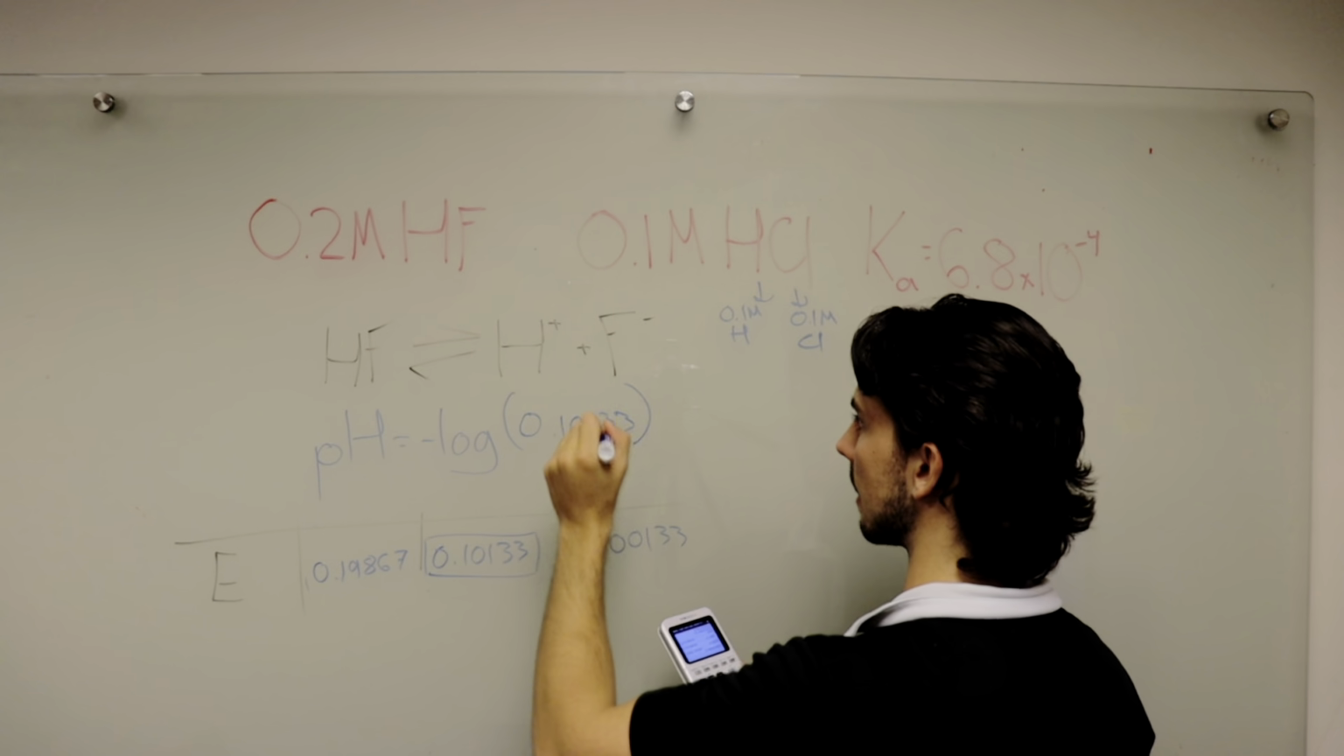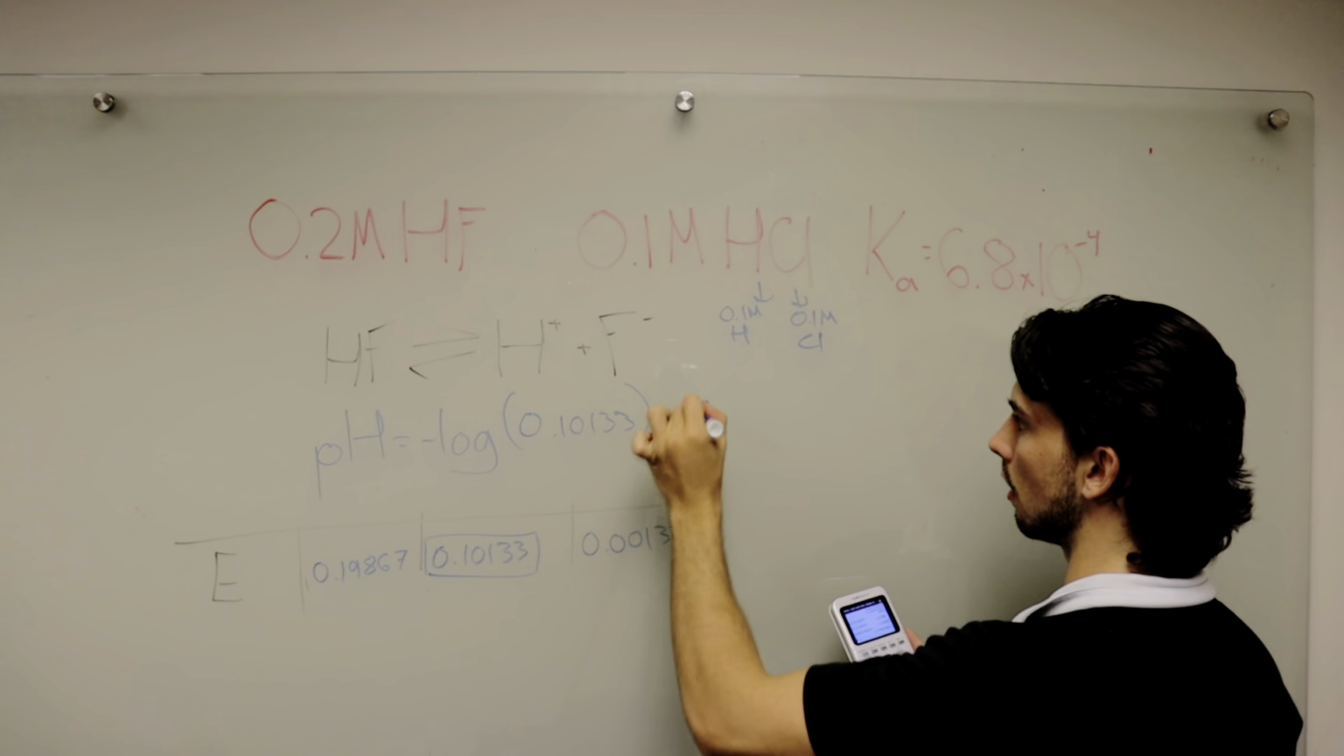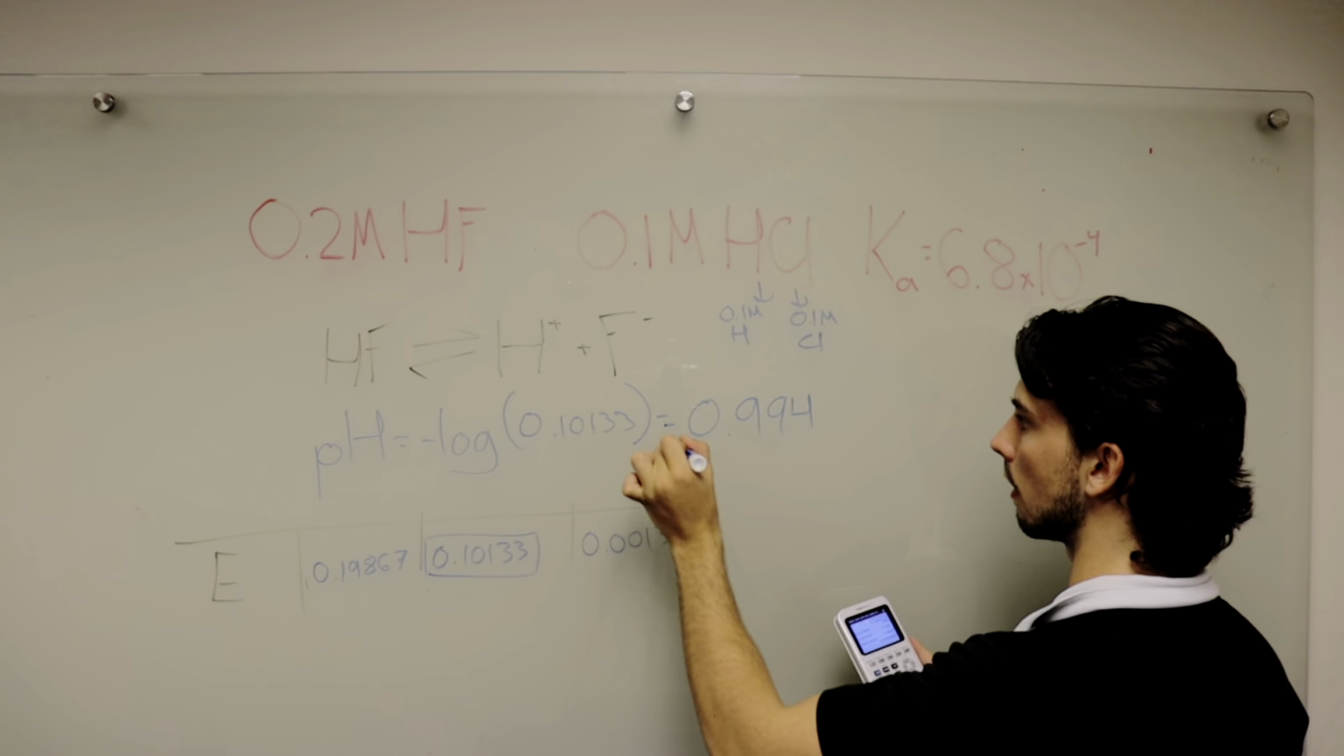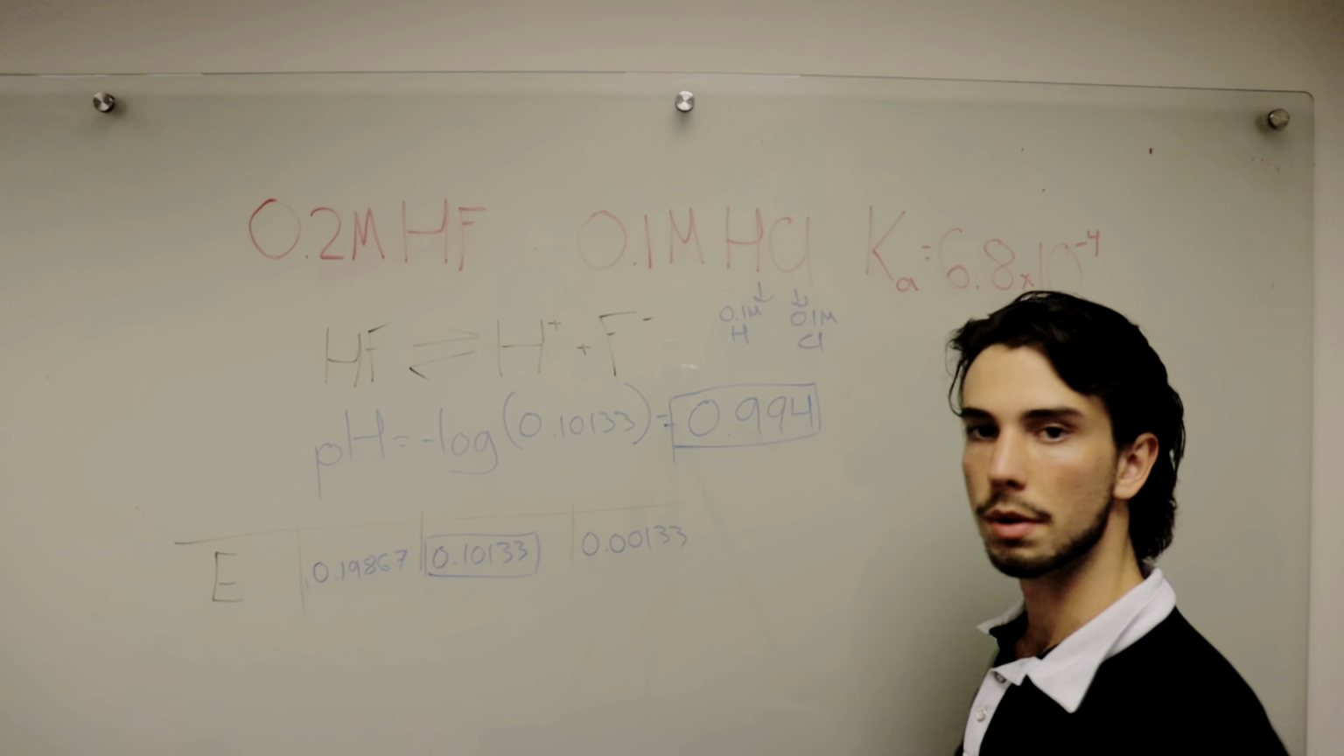0.10133. That's going to give us our pH of 0.994. That's our final answer for our pH value.